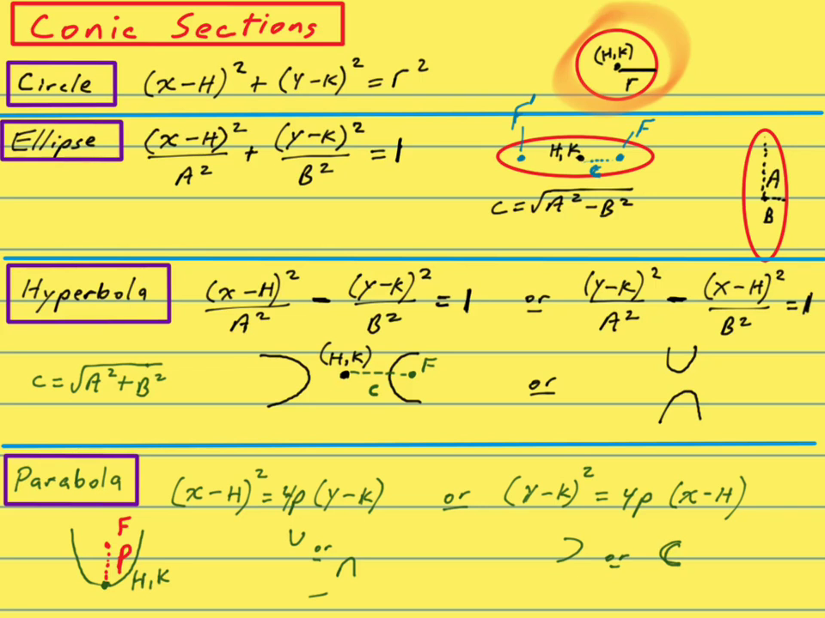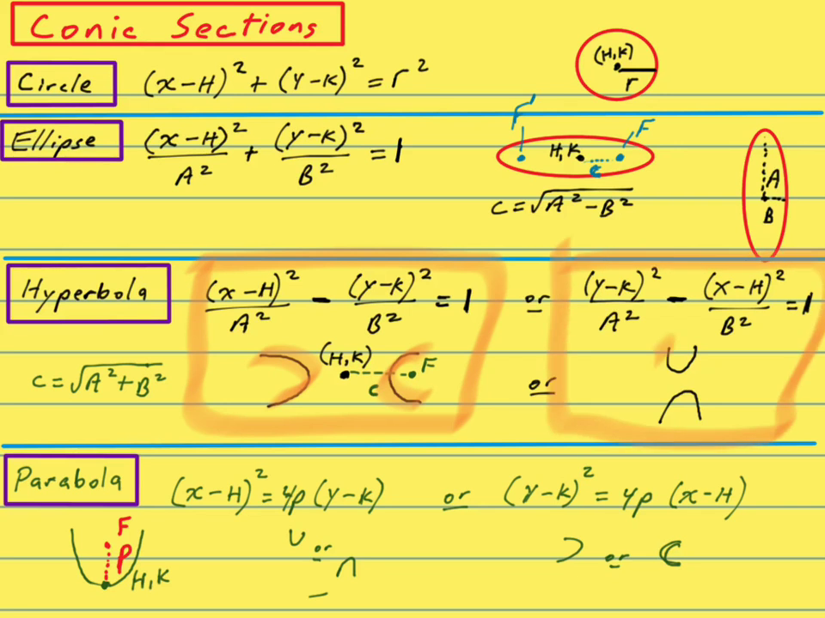We use this formula for an ellipse. a is the longer semi-axis, and b is the semi-minor axis. The only thing about this is a and b might be reversed. a has to be the longer length. Here's a focal distance. Now, on a hyperbola, if the x is first, it will open left and right. If the y is first, the hyperbola will open up and down. And here again is the focal length.